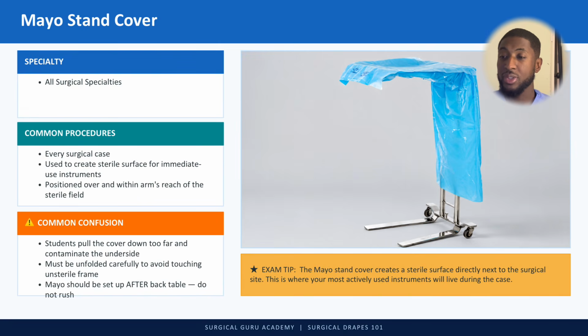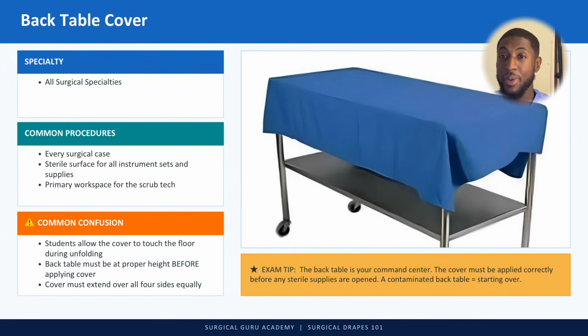Exam tip: the Mayo stand cover creates a sterile surface directly next to the surgical site. This is where most actively used instruments will live during the case. And when you are past a certain phase in a surgery and you don't need the instruments that were on your Mayo stand, you can pull them down and put them back on your back table, and then you can pull up the things that you now need for the next phase of the case and put them onto your Mayo stand. All right, next, back table cover.